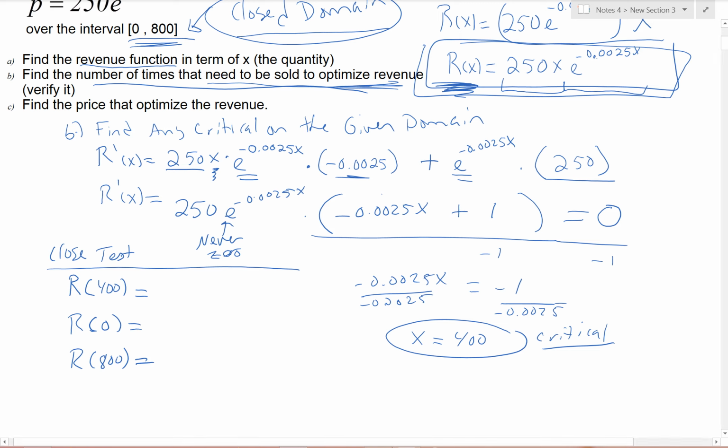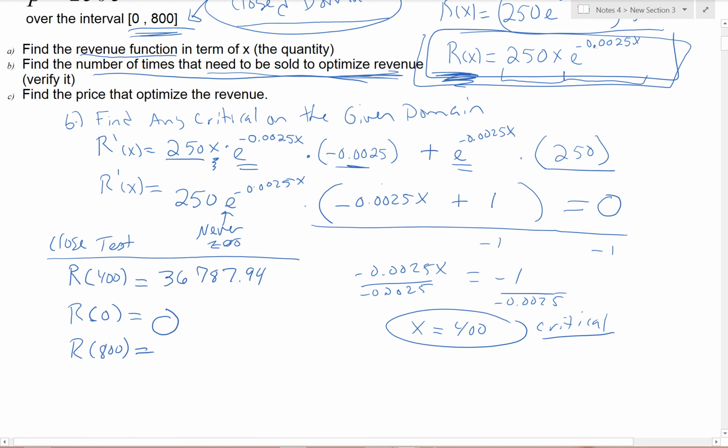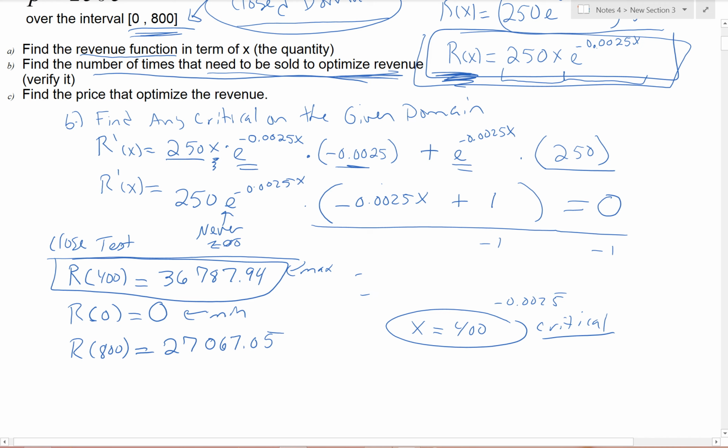All right, so when we plug 400 back into my original revenue equation, it comes out to $36,787.94 and change. 0 is going to give me 0, which again should make sense. If I don't sell anything, I don't make anything, so 0 revenue if 0 items are sold. And then 800 is my other one, so when I plug 800 in, it comes out to $27,067 and about 5 cents and change. That's my minimum, right? Because again, I'm guaranteed both. I didn't really need my minimum, but I found it. If I don't sell any, I don't make any revenue, so that's my minimum.